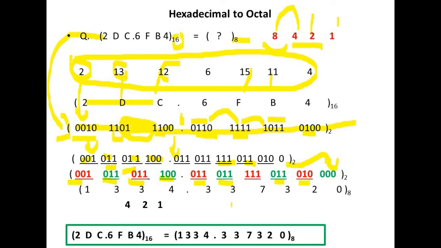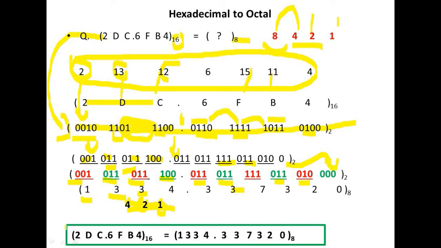and 000. Now how to convert these groups of 3 digits into octal? We know that for octal we require only 3 digits, 1, 2 and 4. So 001 is only 1, so we have got the octal equivalent of 001 as 1. For 011, these 2 digits are 2 plus 1, so we have got 3, and this will also be 3. 100 gives 4. 011 again 3. For 111, all 3 digits are utilized, so it is 7, and 011 is 3. 010, only 2 is utilized, so it is 2, and for 000 it is 0.